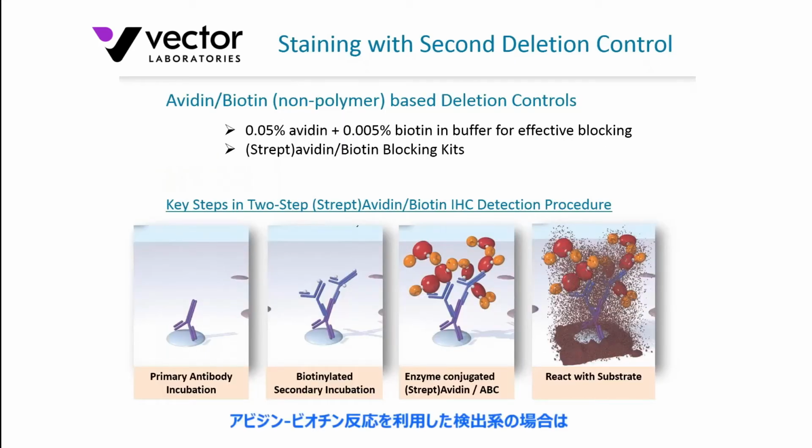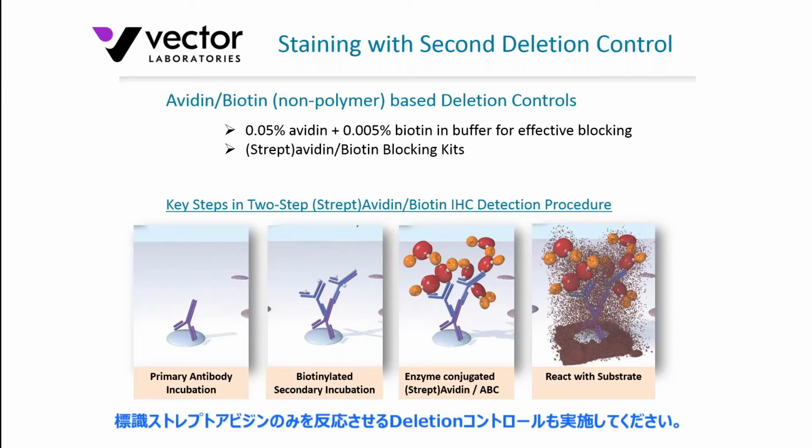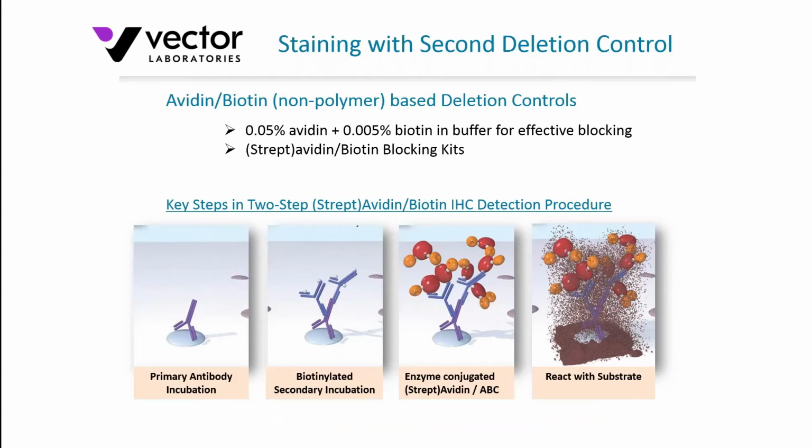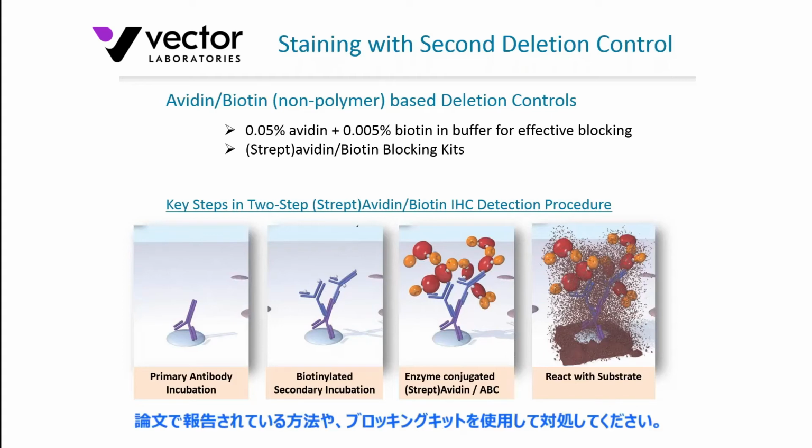For those of you who may be working with a biotinylated secondary and a streptavidin conjugate, a streptavidin enzyme for immunohistochemistry, or streptavidin fluorophore for immunofluorescence, you will have to run that additional deletion control whereby you're just putting on that streptavidin reagent. If you are encountering background from that particular deletion control, you may want to investigate whether or not that is inherent or detectable levels of biotin. If so, use a recipe that's published out there, or indeed a streptavidin or avidin biotin blocking kit.